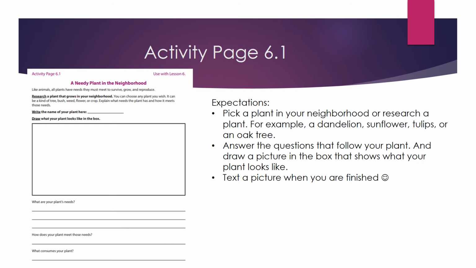If you want to go outside of your neighborhood, that is fine. Just make sure that you're finding the information to answer the questions below. My expectations: to pick a plant in your neighborhood, or you can research a plant. You can choose a dandelion, a sunflower, tulips, and an oak tree. Right now, Miss Corkins has lots of tulips growing in her garden. So I would probably pick that as my plant.